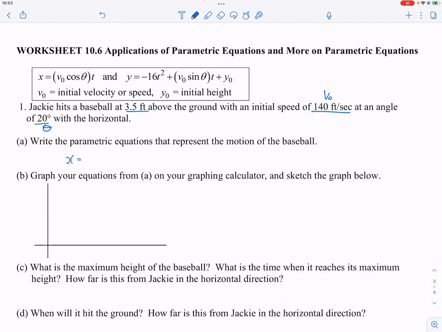So your x equation would be 140 cosine of 20 degrees times t. Your y equation would be negative 16t squared plus 140 sine of 20 degrees t, and then plus 3.5. Okay, so those are the two equations that you would put into your calculator.